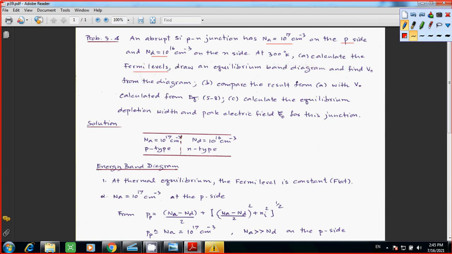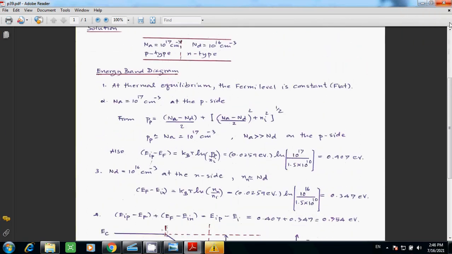A, calculate the Fermi level, draw an equilibrium band diagram, and find V0, the built-in voltage, from the diagram. B, compare the result from A with V0 calculated from equation 5.8. C, calculate the equilibrium depletion width, W, and the peak electric field, E0 or Emax, the maximum magnitude of the electric field for this junction.